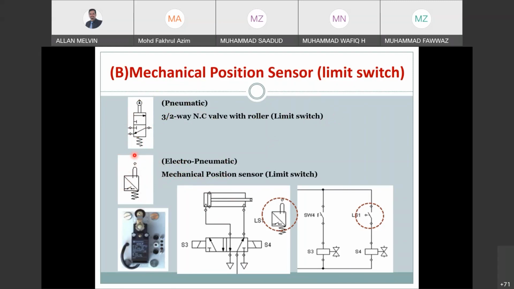I think some of your friends also asked, what symbol is this? It's actually the electro-pneumatic limit switch, or we call it a mechanical position sensor. Both functions are the same: to detect the end of any movement. This is on the mechanical side, and this will be the electrical side. In physical form, the mechanical position sensor in electro-pneumatic will look like this.